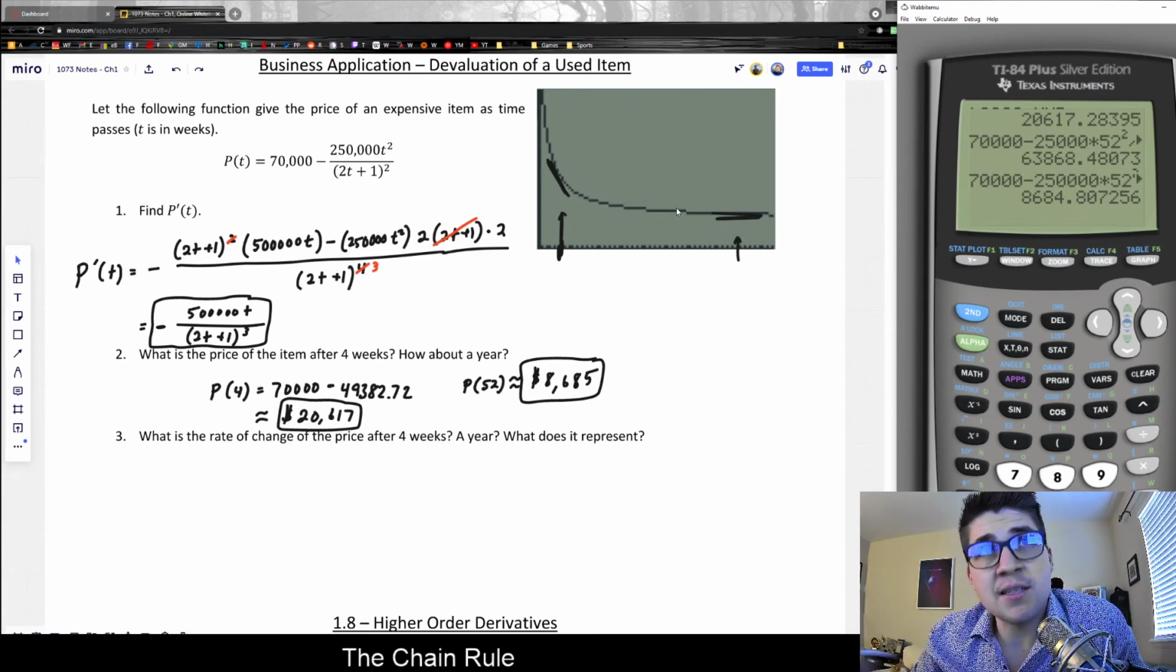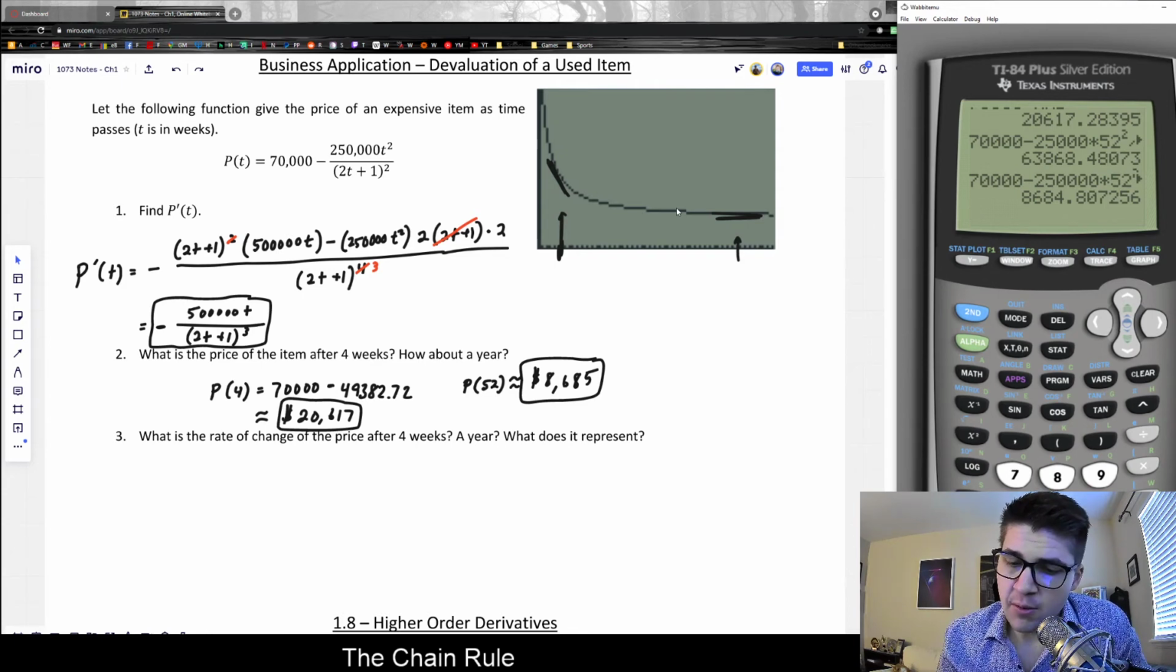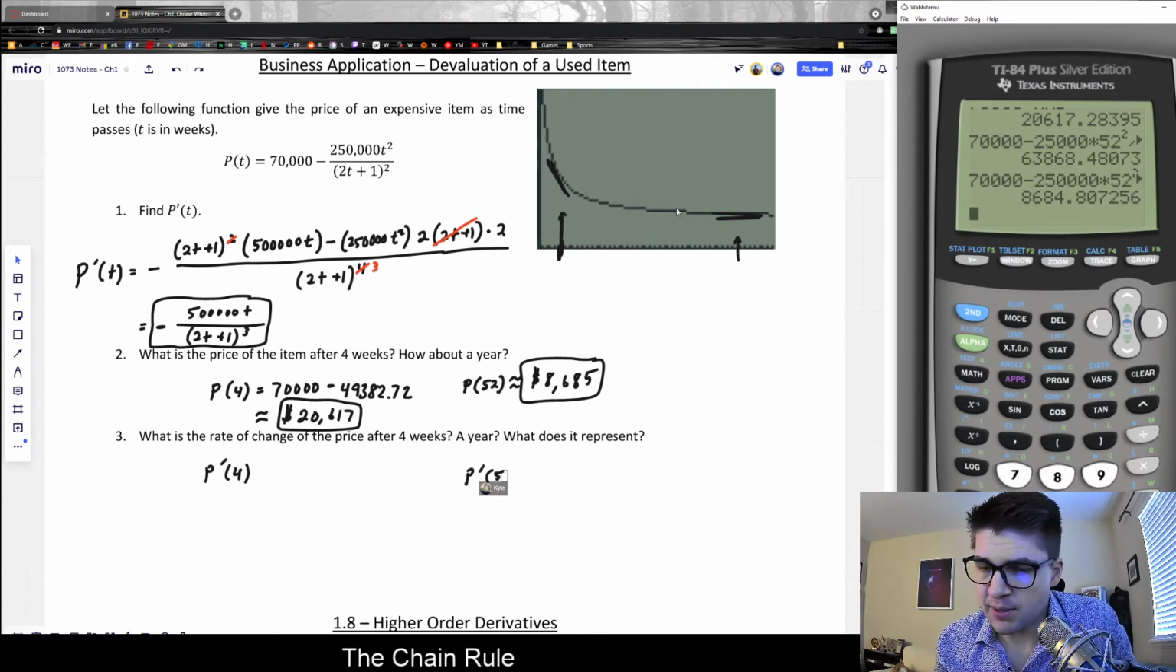You can measure those things by average rate of change, but a derivative gives us point slope at an exact point in time, or instantaneous rate of change, which is even easier because I don't need to find 2 points and average it out. I get exact slope based on the derivative. So basically this would be answered by P prime of 4 and P prime of 52. Those tell us how is it changing at this point in time instead of what's its value at this point in time.